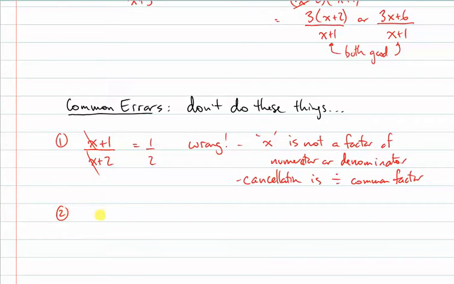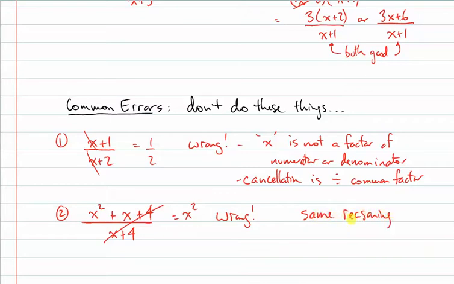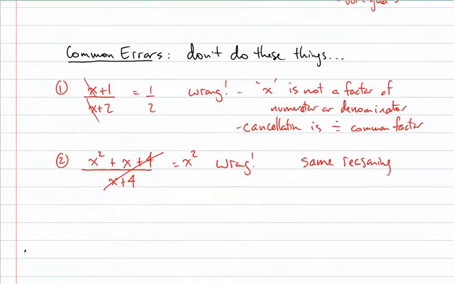Here's another type of simplification that students will sometimes do. x squared plus x plus 4 over x plus 4. And students will see the x plus 4 in common and cancel all of that and say it equals x squared. This is wrong. And it is the same reasoning as above. x is not a common factor of the numerator. It's only a factor of the first 2 terms. There are 3 terms on the numerator. Likewise, 4 is not a common factor. It's a term on its own. And you can't cancel things that you observe that are in common someplace that aren't actually factors.